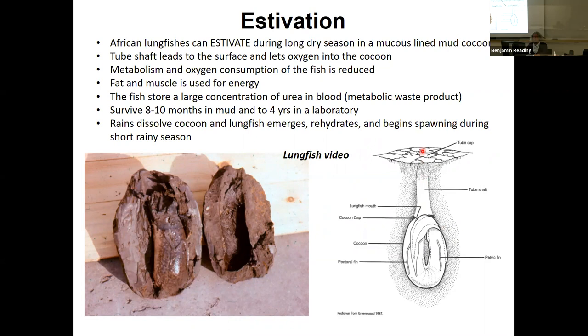And this mud cocoon prevents them from drying out. So during the dry season, they'll dig these mud cocoons and estivate in there. And then the tube, this hole at the top, allows them to breathe. Metabolism of lungfish slows and oxygen consumption is greatly reduced. And they basically burn fat and muscle for energy, because of course they're not eating during this time. They're sort of in suspended animation.